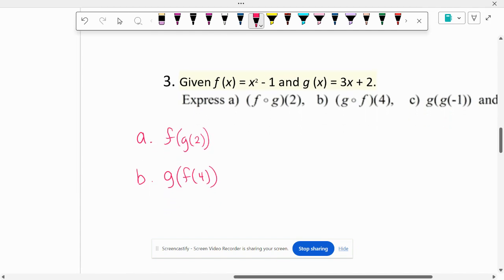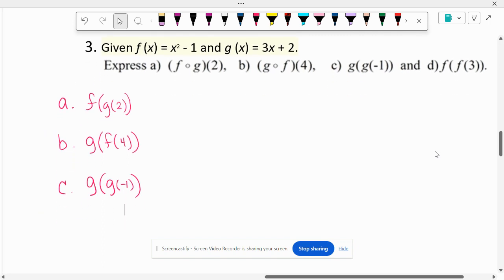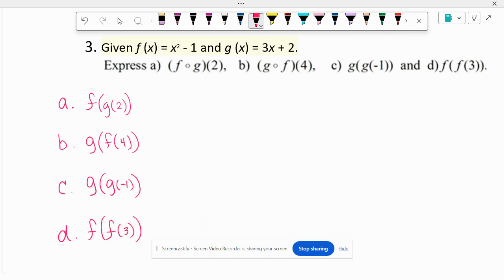And example C is wanting you to do g of negative 1. I think this has a D. Yeah. And example D is wanting you to do f of 3. So the f function is x squared minus, sorry, I wrote that wrong. The f of x function is x squared minus 1. And the g of x function equals 3x plus 2.